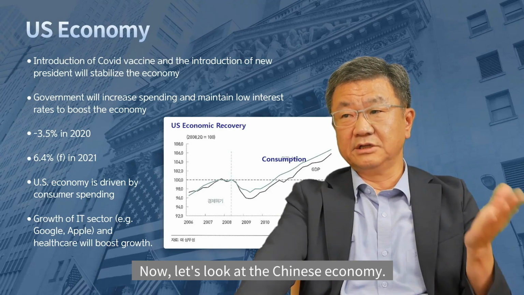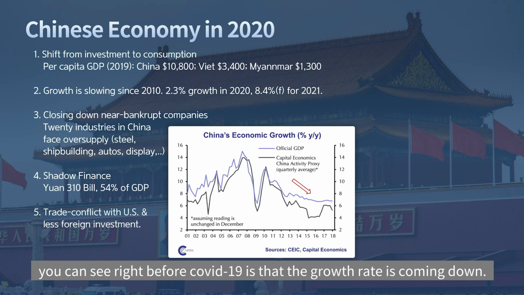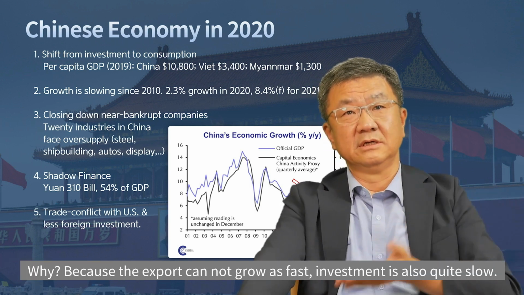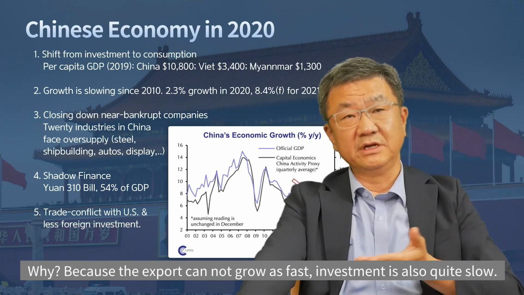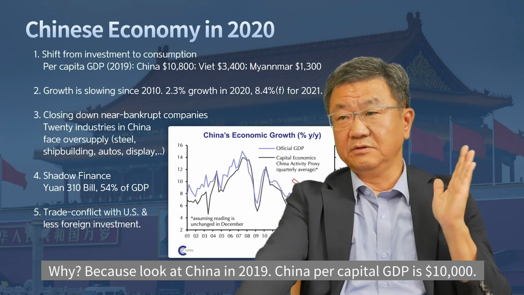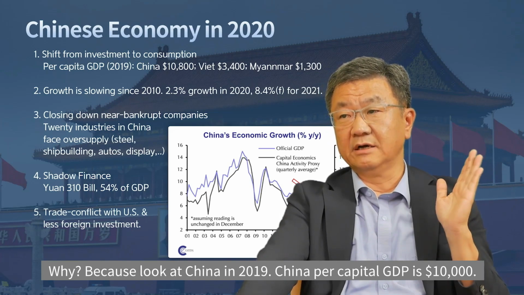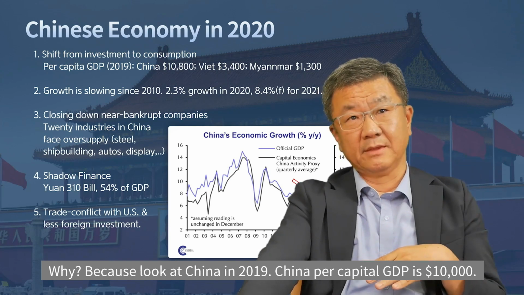Now, let's look at the Chinese economy. The big factor of the Chinese economy, you can see right before COVID, is that the growth rate is coming down. Right? The growth rate is going down in China. Why? Because the exports cannot grow as fast. Investment is also quite slow. Why? Because look at China. In 2019, China's per capita GDP is 10,000.